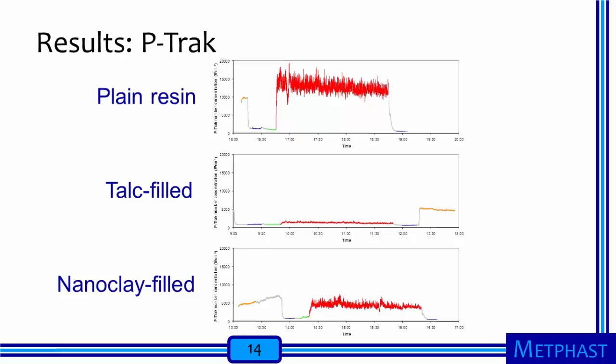Moving on to some results, I'm going to present a set of three figures on each slide showing particle concentration versus time taken with a single instrument for each type of plastic. At the top will be the plain polypropylene test plaques. In the middle will be the conventional talc-filled polypropylene composite test plaques. And at the bottom will be the nanoclay-filled polypropylene nanocomposite test plaques.